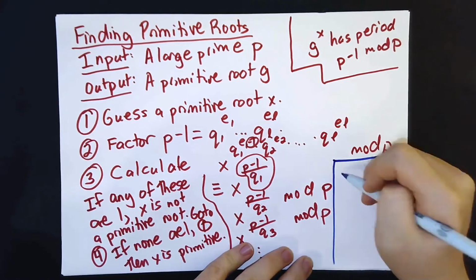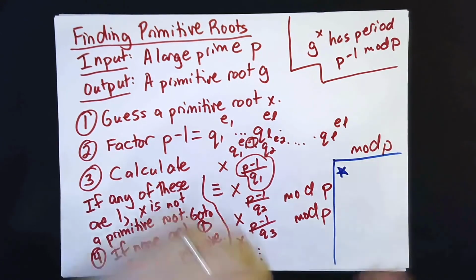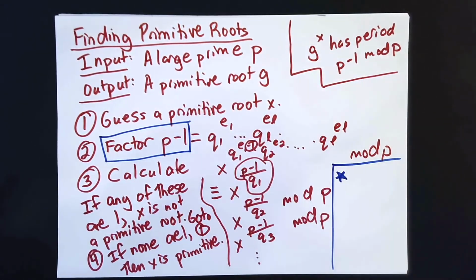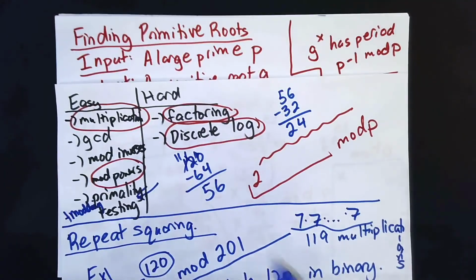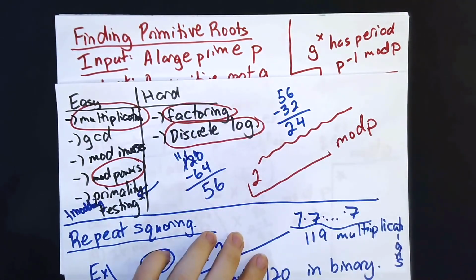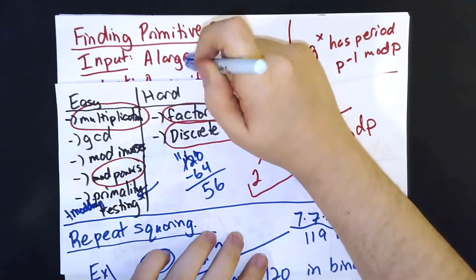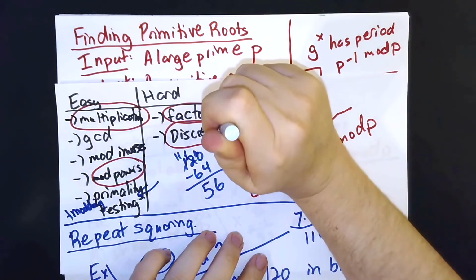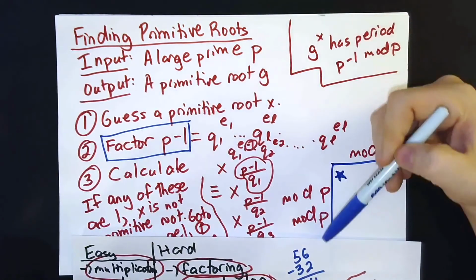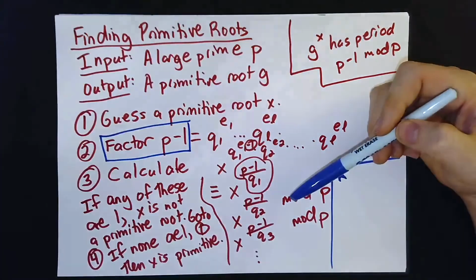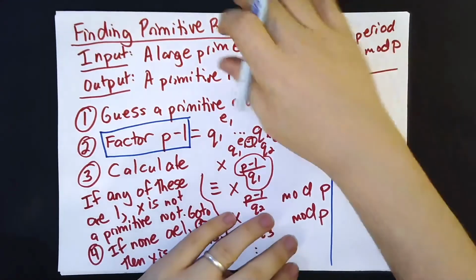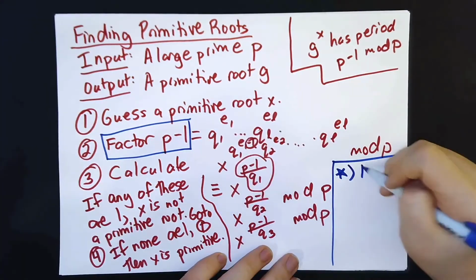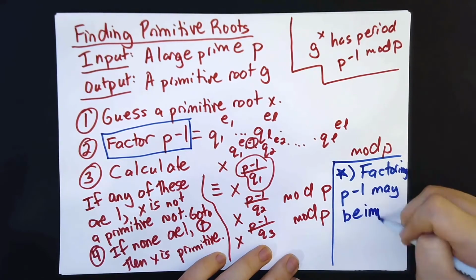But, as always, there's an asterisk. The asterisk is that factoring p minus 1 is hard. See our earlier table, where we talked about easy things and hard things, and p is supposed to be a large prime, so factoring p minus 1 should definitely be hard. And so that breaks this entire algorithm, in the sense that if I start with a random large prime, I'm never going to be able to factor p minus 1, and then I'm not going to make it out of step 2 of this algorithm.